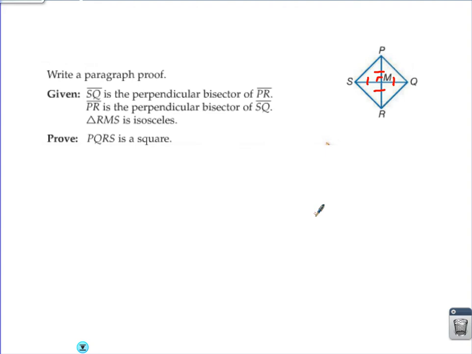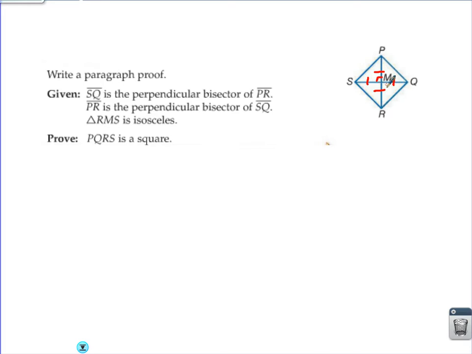Prove that PQRS is a square. In order to prove that this is a square, we've got to prove that it is a rectangle, and we have to prove that it is a rhombus. Is that a rectangle? There's only two ways that you can say that this is a rectangle. This has to be a right angle, or the diagonals, like you said, have to be congruent. Are the diagonals congruent? Yes. So since the diagonals are congruent, we can say it's a rectangle.